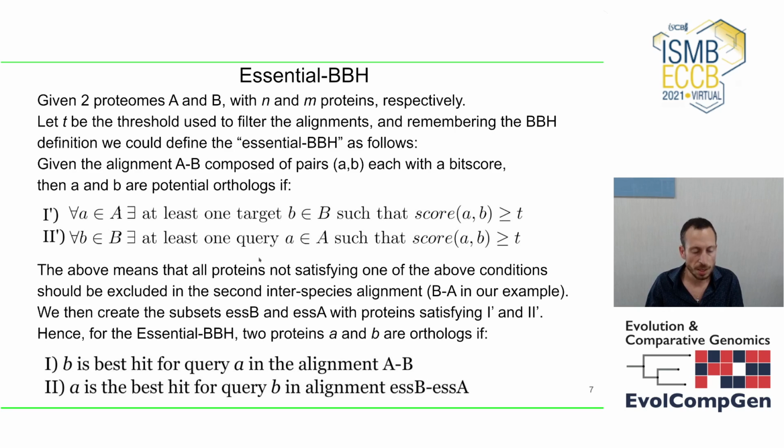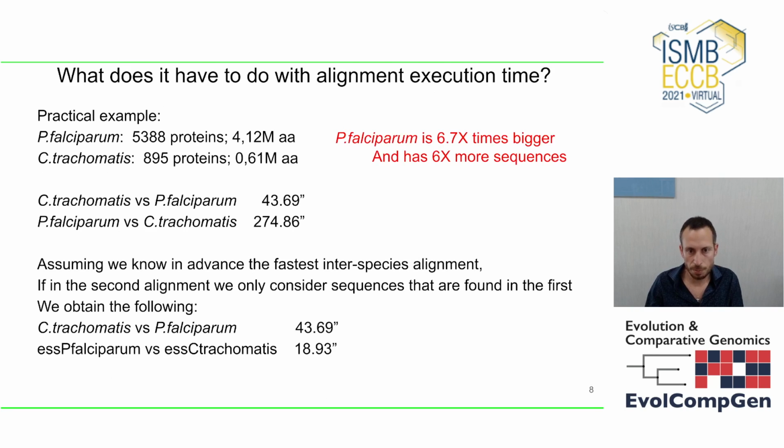Remembering this, if we redefine the BBH, which we call essential BBH, the first clause would be the same. B is the best hit for query A in the alignment AB, but A is the best hit for query B in the alignment essential B and essential A, where essential B and essential A are subsets of the original input proteomes. What does it have to do with the alignment execution time?